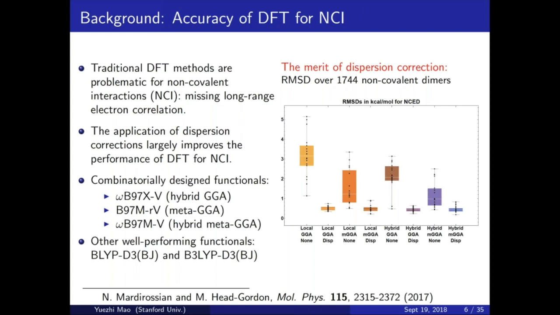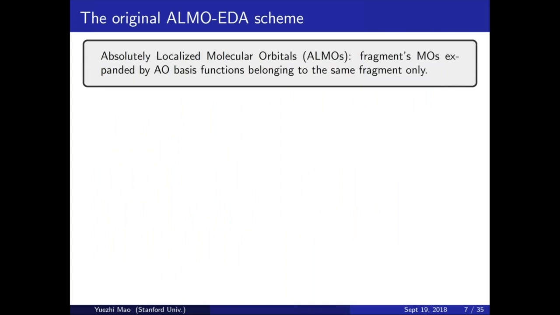And currently, by using these combinatorially designed functionals, which are probably the most accurate functionals available today for describing non-covalent interactions, one can get quite an accurate description of intermolecular binding. And even with a standard functional such as B3LYP, if we add a D3 correction, then we can also get quite accurate results.